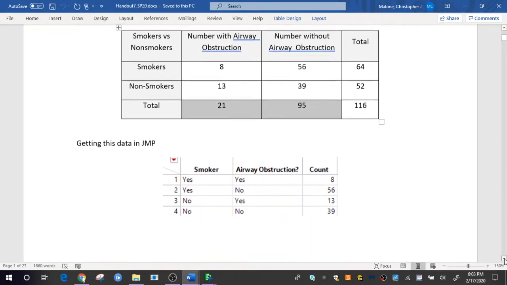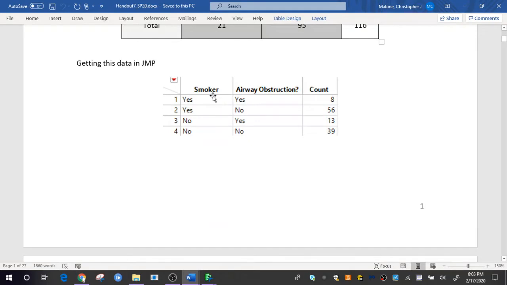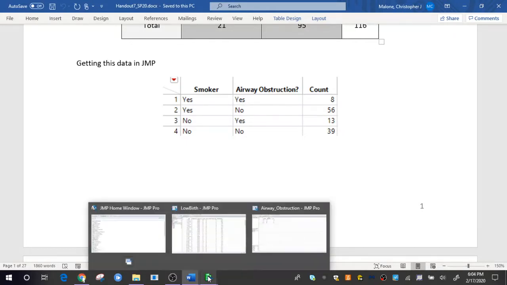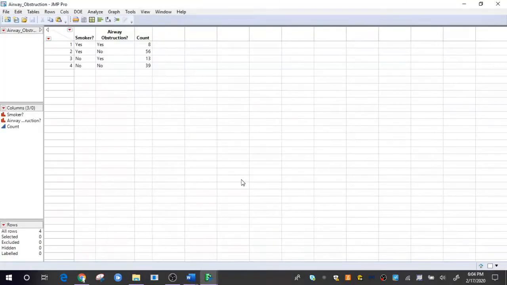Now to get this data into JMP, what I need to do is just identify the two variables, so smoker, either yes or no, and airway obstruction, yes or no. And then I want to take that information about the number of people and put that into a column called counts. So I'm going to go ahead and pause here for a moment, and I will let you get that data typed into JMP.